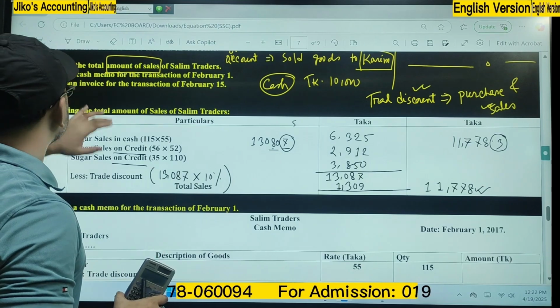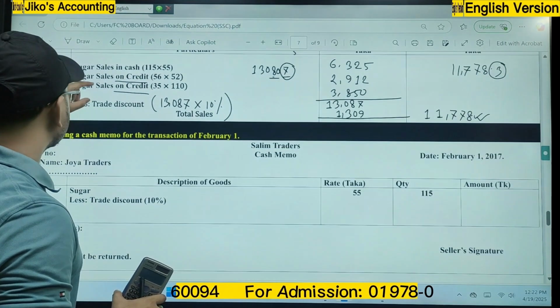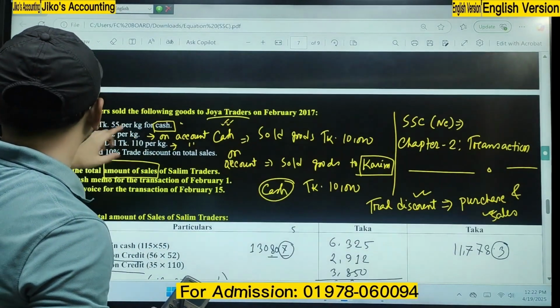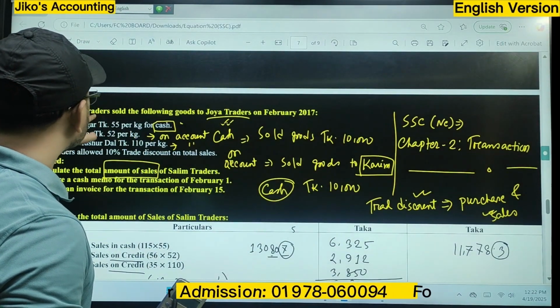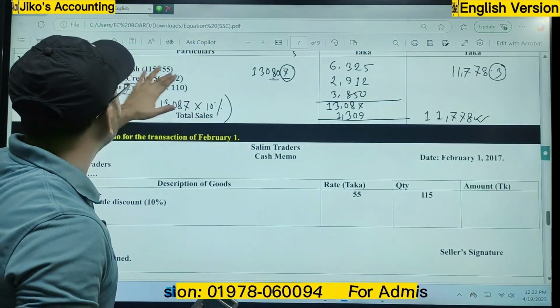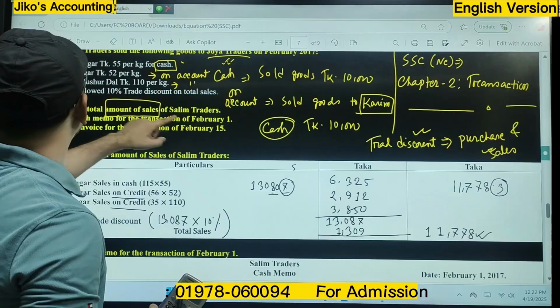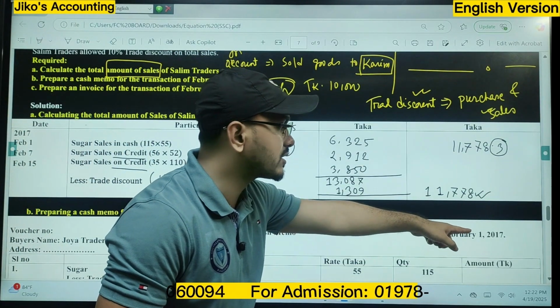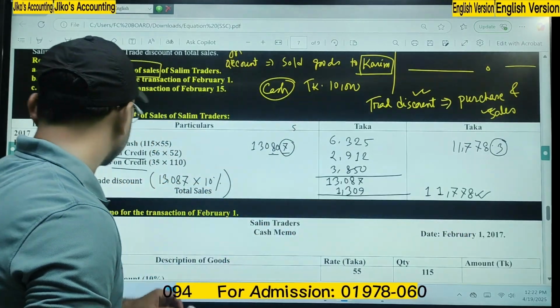So what we have been told here, February 1, you can see is the format of the cash memo. You have to write down the company's name. Who is preparing the cash memo? Solim Traders. You have to give a title, Solim Traders. Then write down the cash memo. What is the date? We have been told here, February 1. Write down February 1 on the top, this year, February 1, 2017.